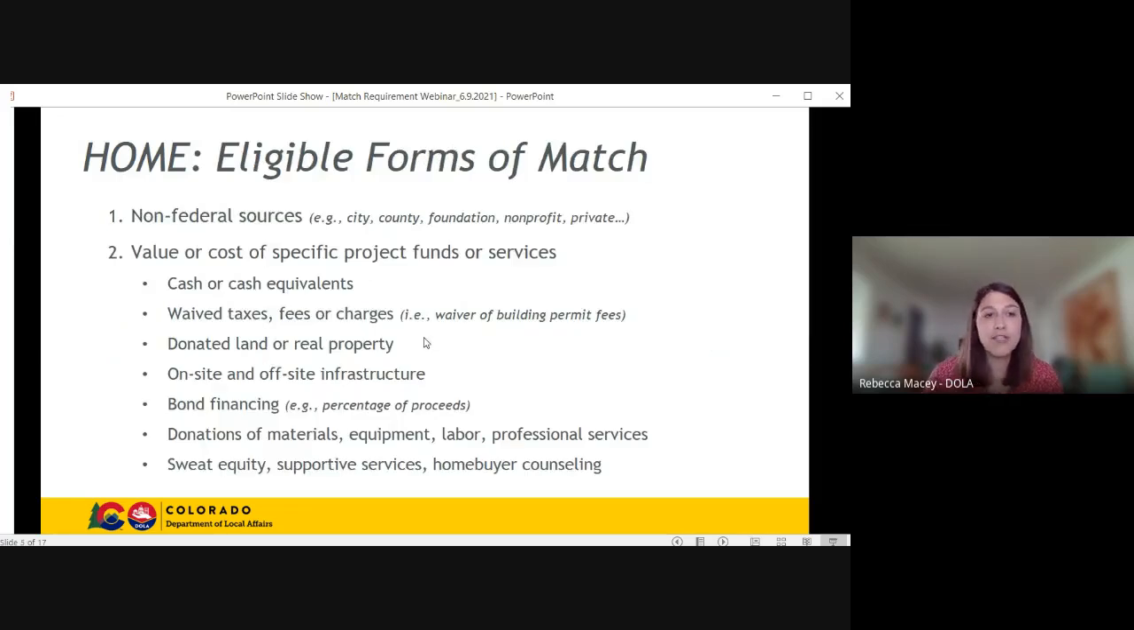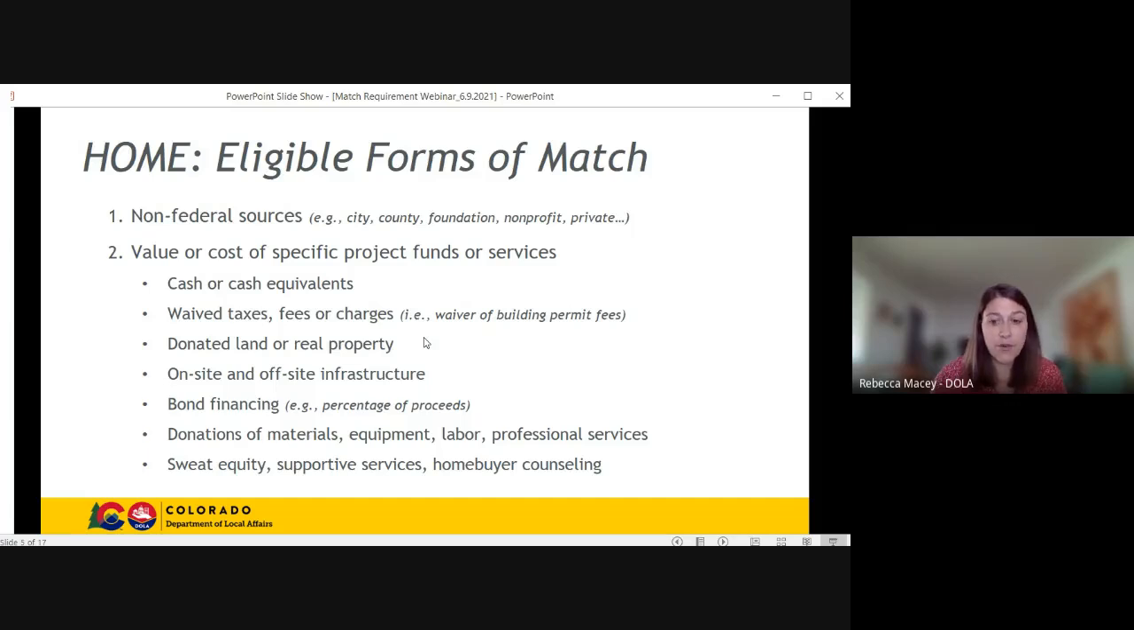So HOME regulations actually come with a pretty long list of specifics of eligible forms of match. Overall, it is non-federal sources. So city, county, foundation, nonprofit, private sources, those all qualify because they are non-federal, but then we drill down into a little more specifics. So match can be looked at as actual financial contribution or the value or cost of specific project funds or services. So for HOME, that is cash or cash equivalents, waived taxes, fees, or charges. And a good example of this that we've seen is waiver of building permit fees.